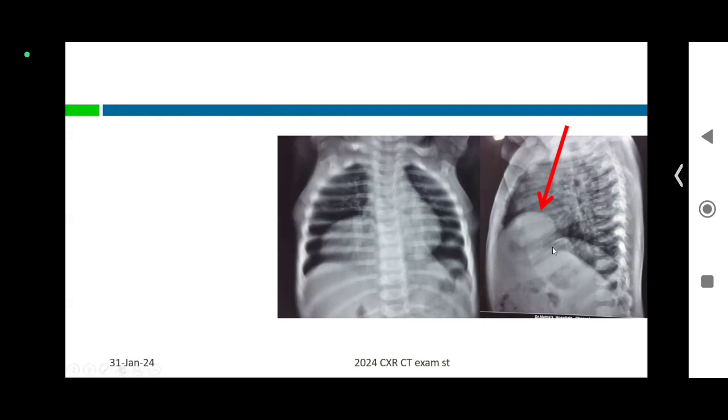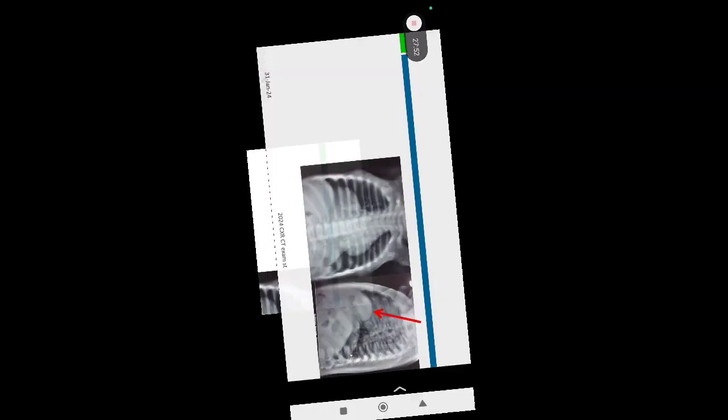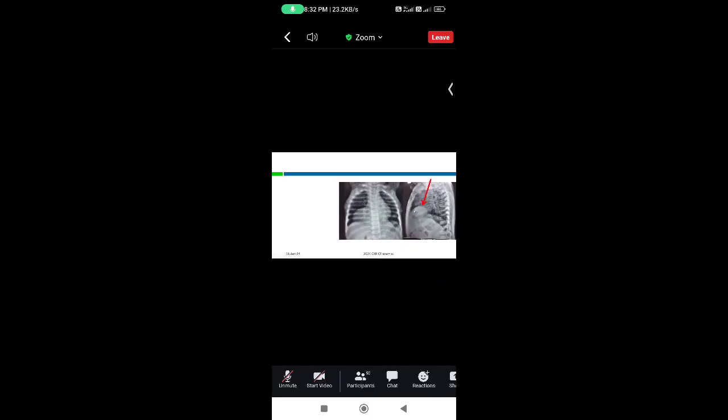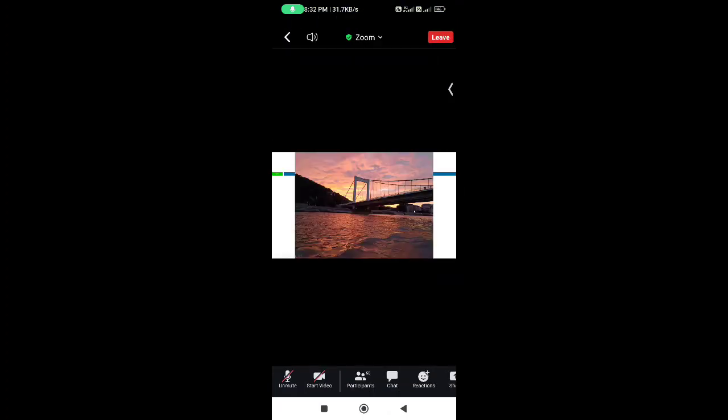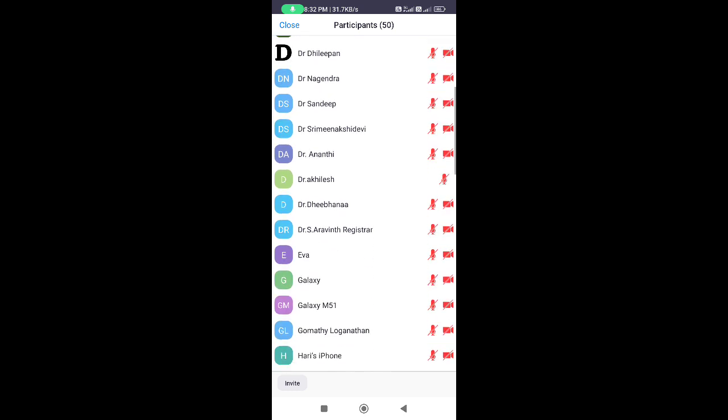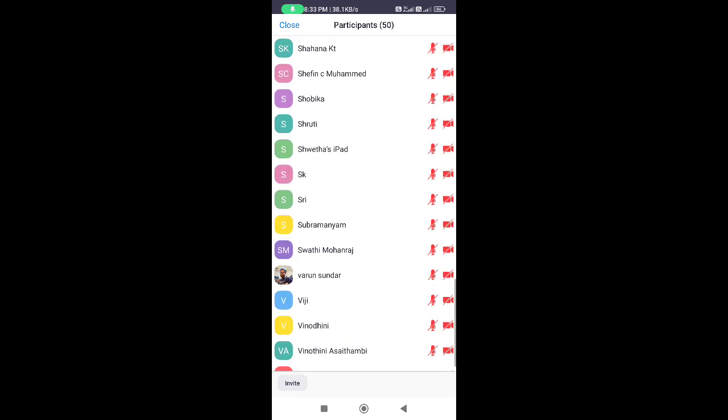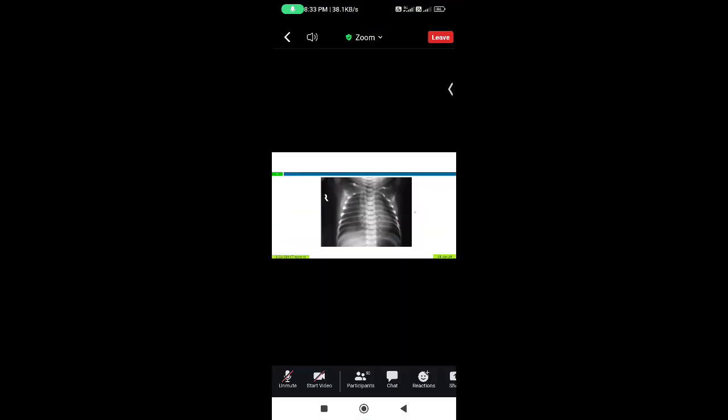This is the left dome of diaphragm. This is the right dome of diaphragm. This is a segmental eventration of the right dome of diaphragm. Okay. Right. All the confusions, try to assimilate. Don't get confused. Now, what is this?